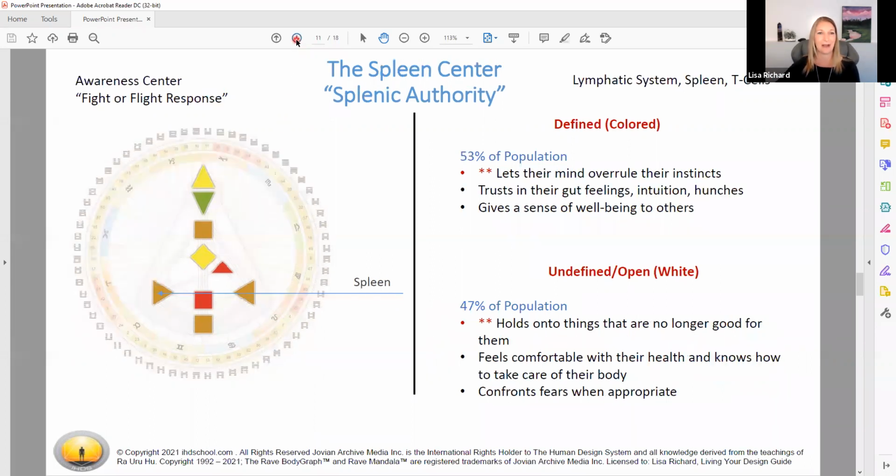So now we're going to go ahead, we're going to jump over to the other side. We're going to take a look at the splenic center. This is another awareness center, and this is actually your fight or flight response. So this is an ancient awareness center. You can think of the animals out in nature where they just know. They know whether they're going to flee or whether they're going to fight.